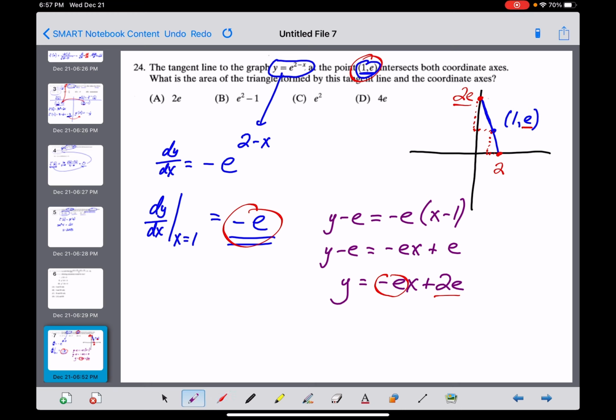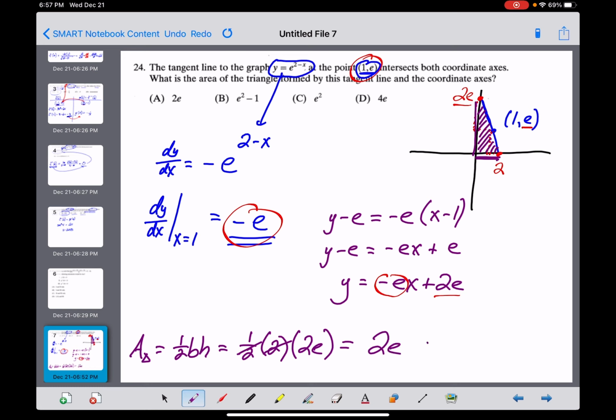Now, if I go back, I think I have a good sense of what's happening right here. They wanted the area of this triangle that was formed between the tangent line and the axes. So, area of a triangle is 1/2 times your base times your height. So for us here, that's going to be 1/2 times a base right here of 2, and then a height over here on the left-hand side of 2e. So the 1/2 and the 2 just cancel each other out, and we're going to end up with 2e square units for the area of that. Looks like our answer for number 24 is going to be A.